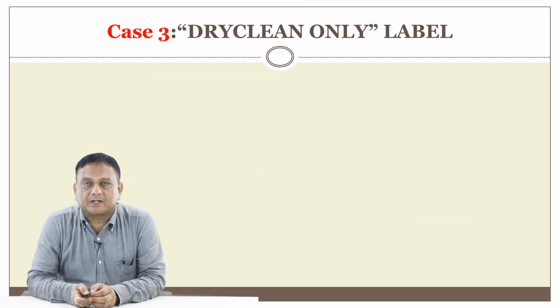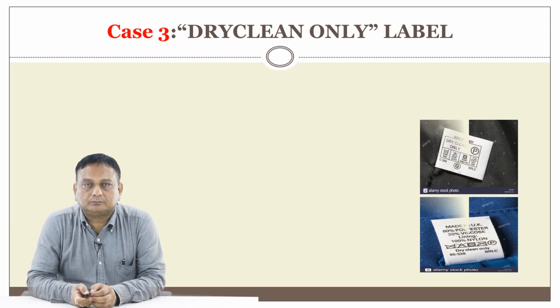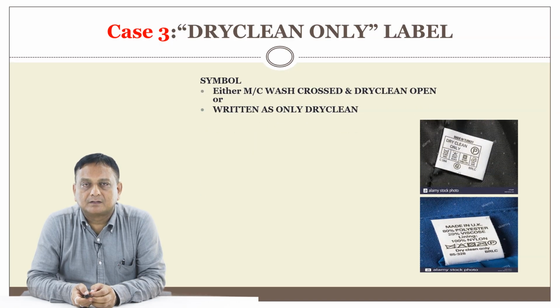And the last case is dry cleaning level only, where the material is to be dry cleaned only, not other instructions. So the symbols are either machine wash crossed or dry cleaning open, or written as only dry clean. So dry clean symbols, this is the significance of that.